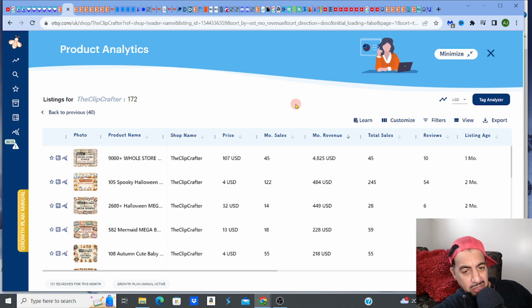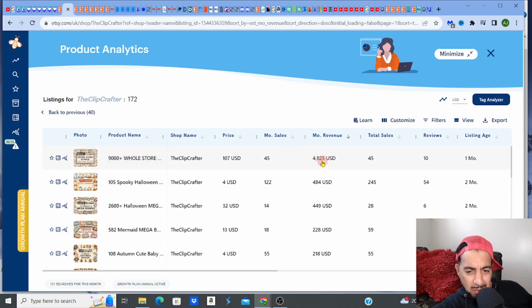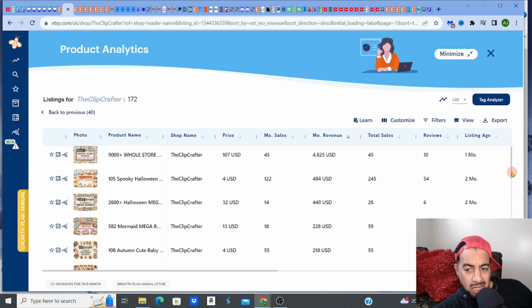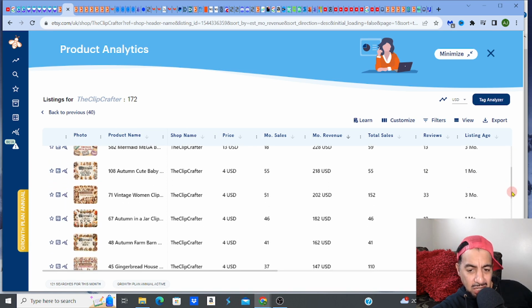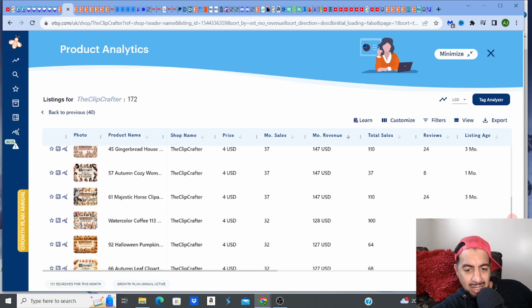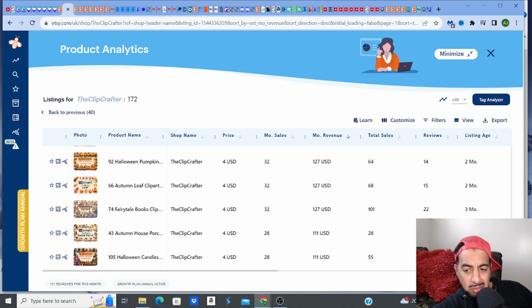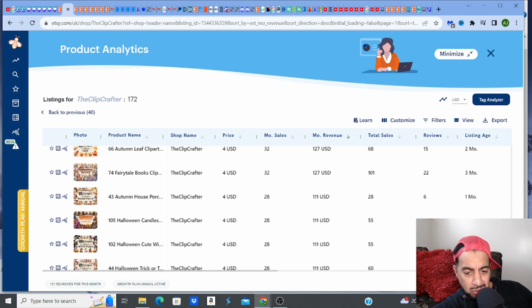So like the bundle thing, it might be an autumn bundle, Halloween bundle, whole store bundle, which is massive. So if we're looking at numbers like 4,825 plus 484 plus 449, 228. And what I like is, and this is only like a 3-month-old listing, 200, 182, 162, 147, 147. What's this? It's going up to almost $6,000-7,000. Still going, still making money. Might go up to about $8,000.